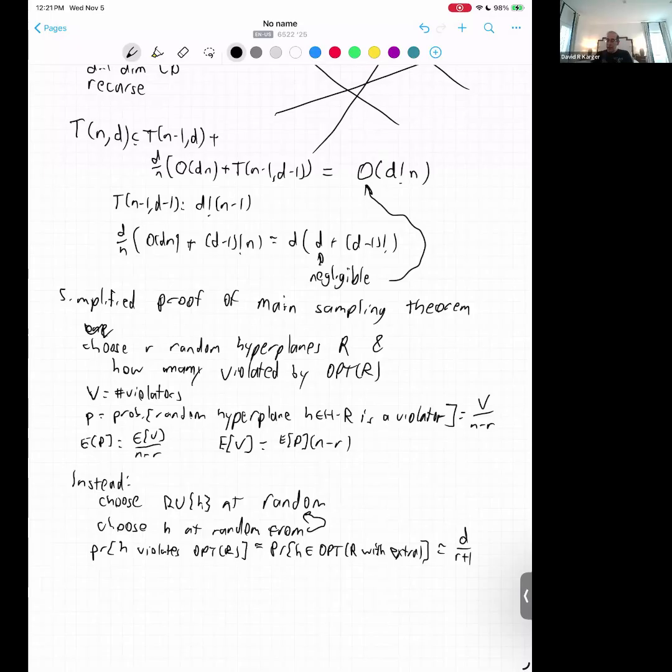Yes? So now we have that P is equal to D over R+1, which tells us that the expected value of V is equal to D over R+1 times N minus R, which is basically the same number as we got from the complicated analysis that we did last time. Any questions?